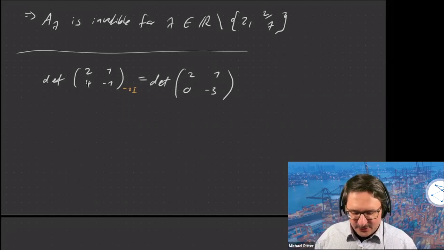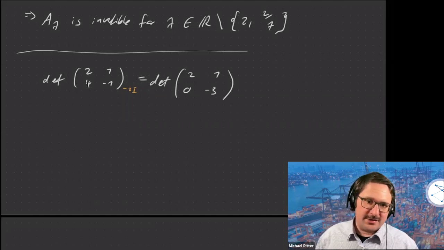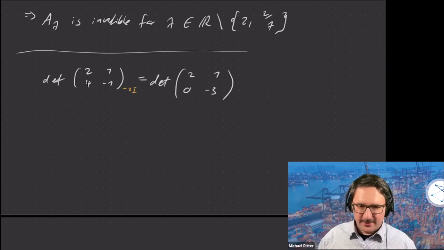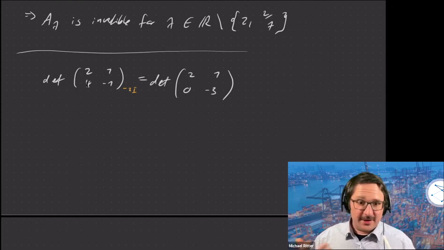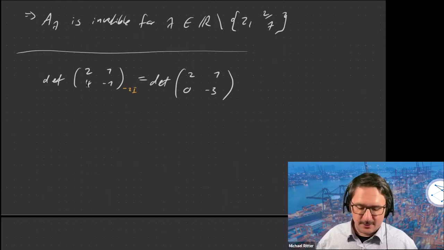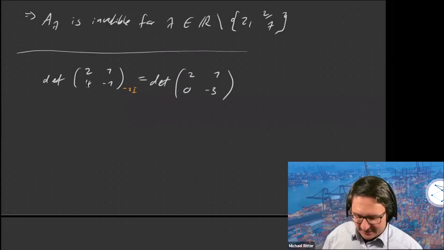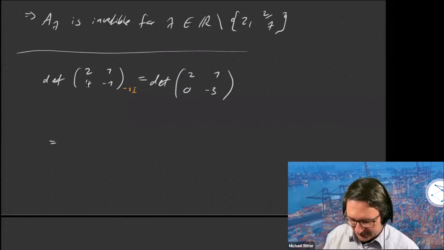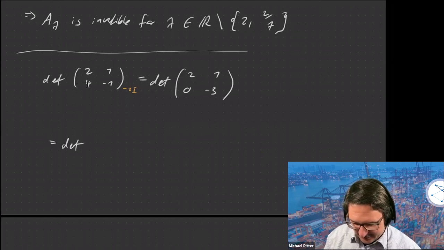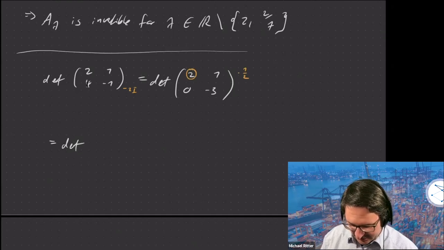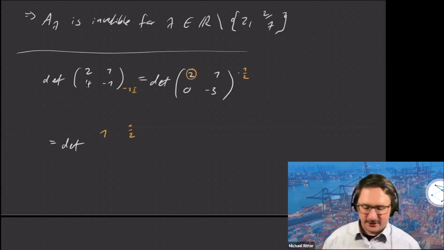Okay, and now you can see the determinant is 2 times minus 3. That's minus 6. Now, your argument was, if I got this right, I can now multiply the rows or the columns of that matrix by the correct factors to get ones on the diagonal. And now if I'm doing that, for example, I could multiply the first row by 1/2 to get a 1 in this position here, right? So that would yield 1 here, 1/2 here.